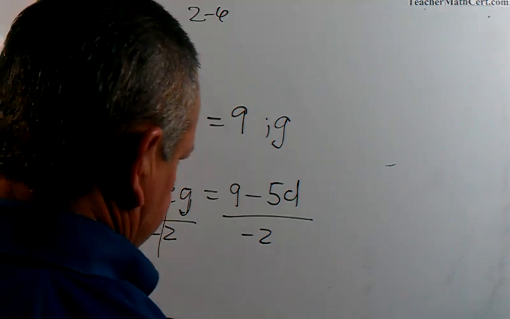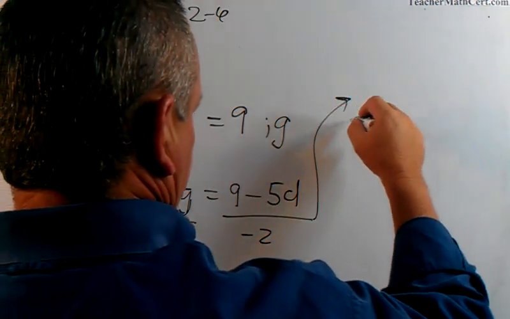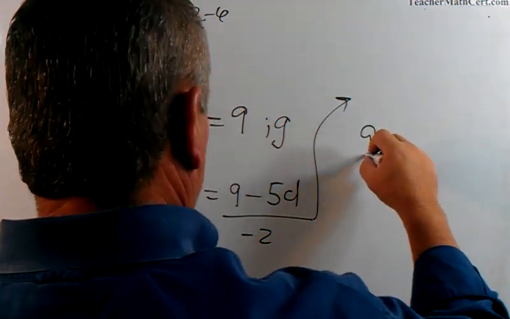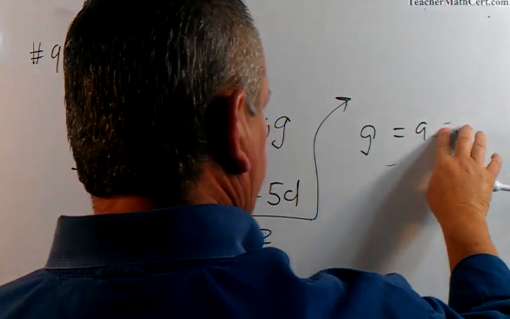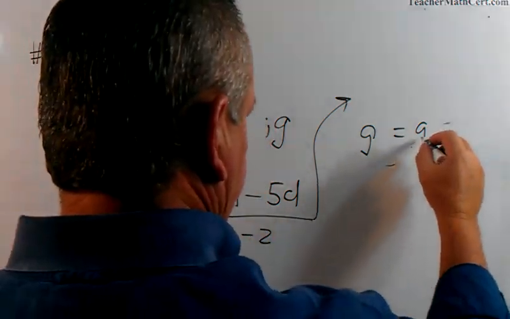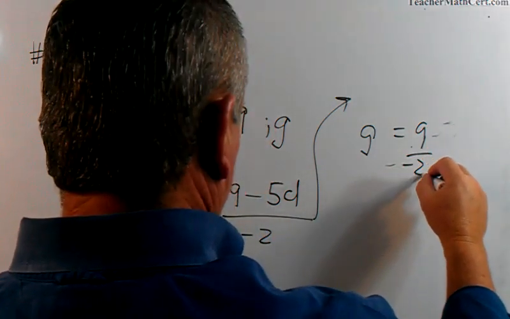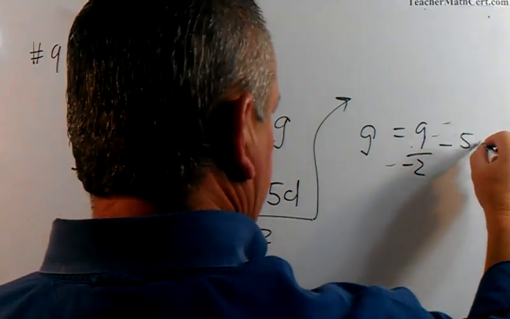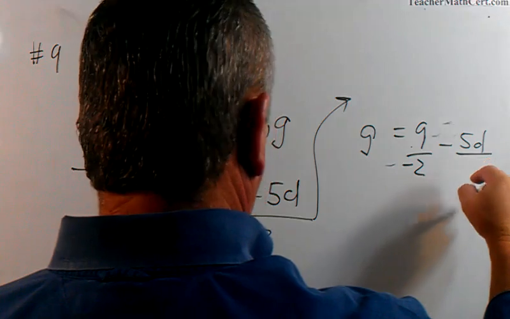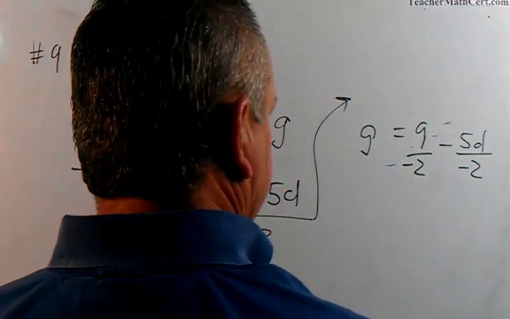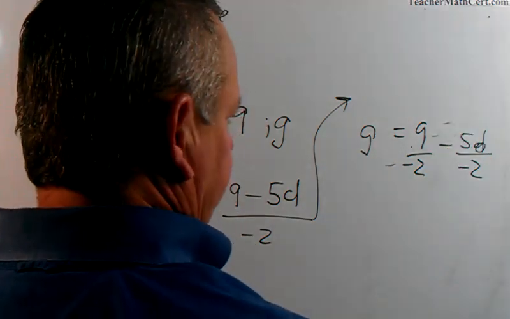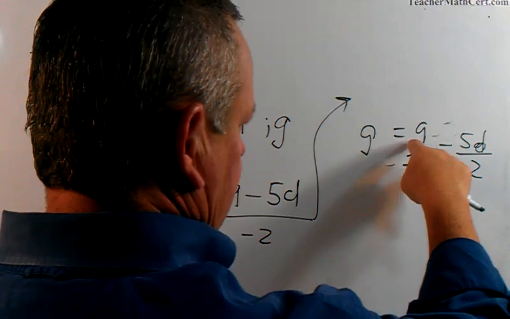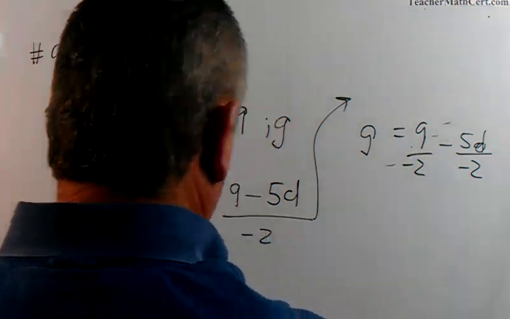Same as before, so we've got G is equal to 9 over negative 2 minus 5D divided by negative 2. Can't do anything there, right? That's as far as we can go. We've got no common factors with any of these values.